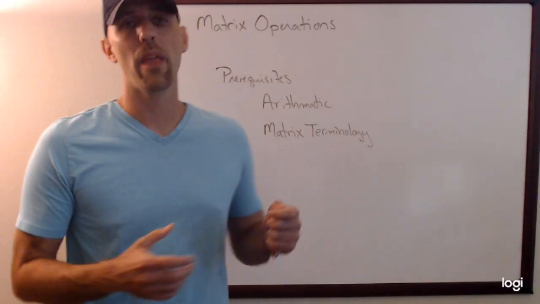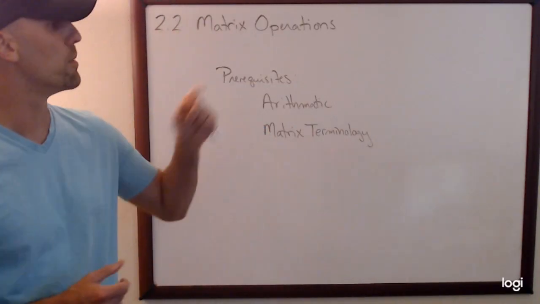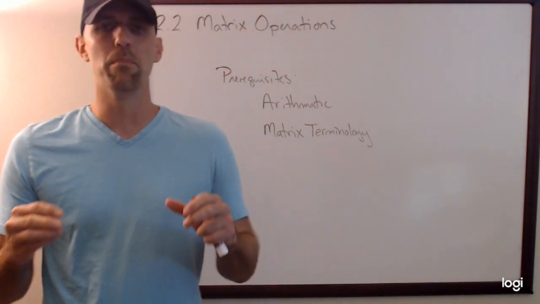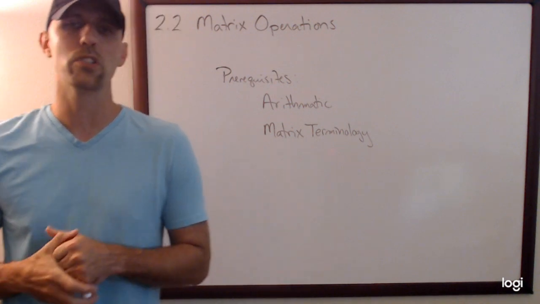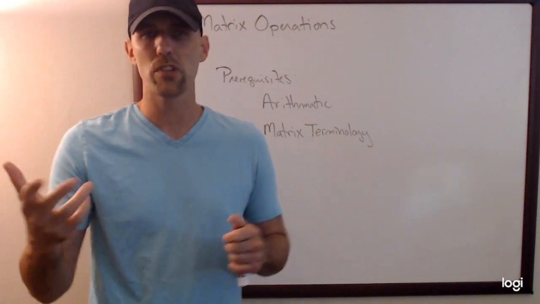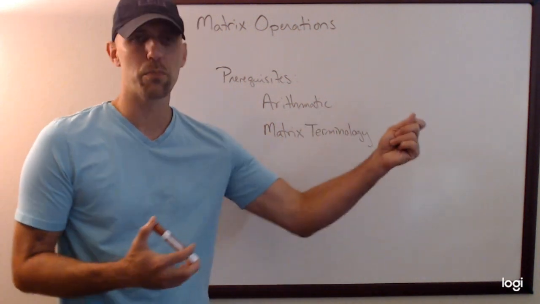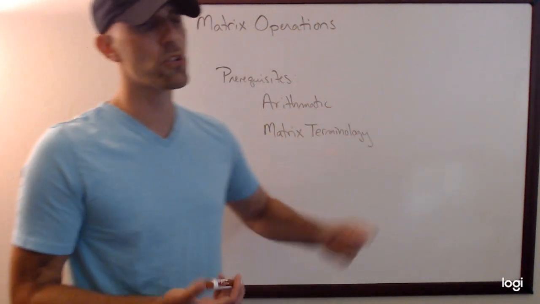This is our lecture on section 2.2 with matrix operations. This is really the basic operations for matrices. We're going to talk about addition, subtraction, multiplication, things like that. So there's not a lot of prerequisites. Arithmetic, just being able to do basic arithmetic, and of course, matrix terminology.